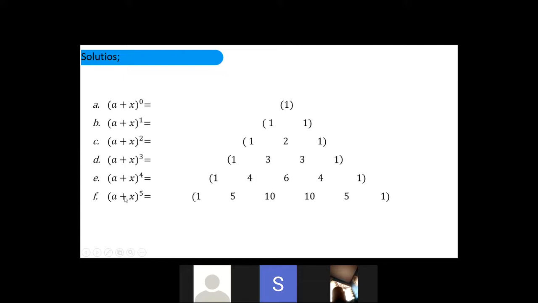Let's look at the final binomial. After the first coefficient 1, I have 5. And you can see that 5 is in between the top coefficient 1 and 4. So when I add 1 and 4, you get 5.